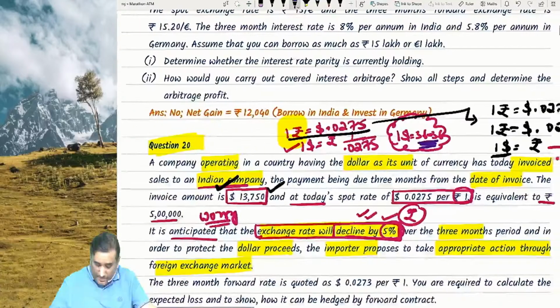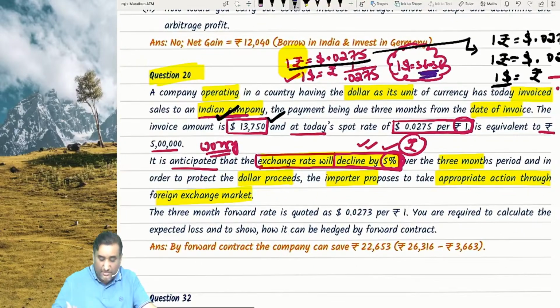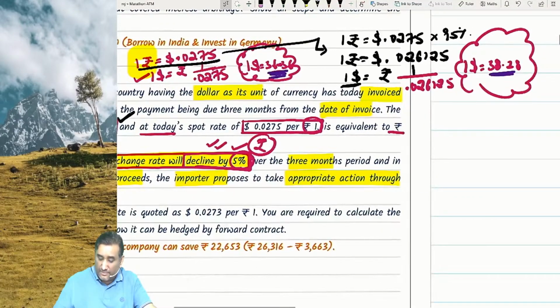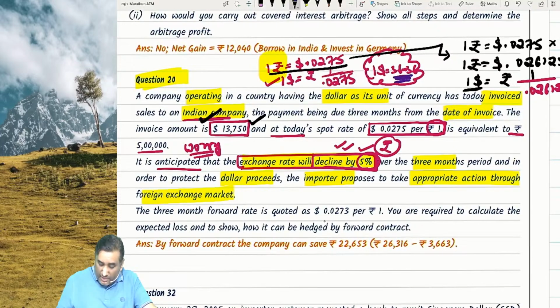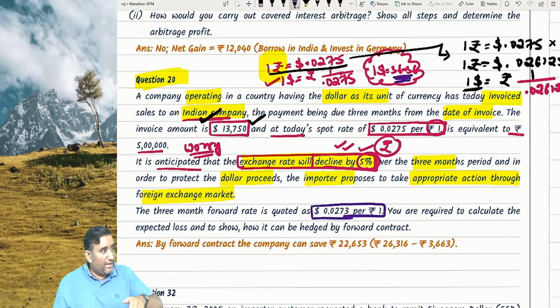Now he says it is anticipated the exchange rate will decline over a 3 month period. Then he says the 3 month forward rate is quoted at 0.0273 per rupee. That means the bank is ready to do an agreement with you today at what rate?